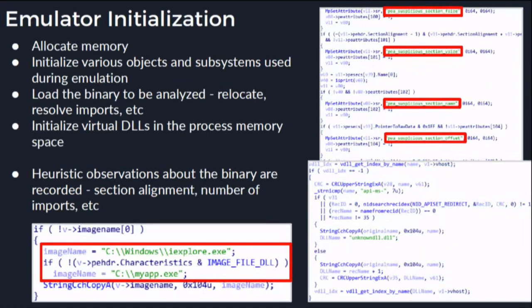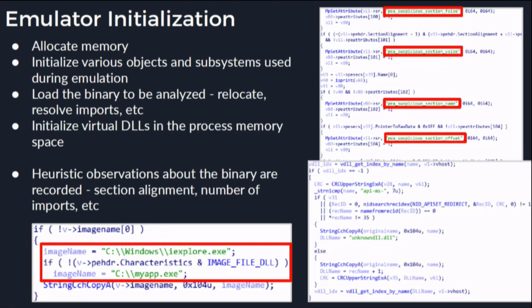So the emulator has to be initialized. We have to allocate memory for execution. We have to initialize various C++ objects that are involved in the emulation process itself, various subsystems within Defender. For example, the object manager, we have to create an object manager instance. We have to set up the virtual file system and so forth. We're going to load the binary that's to be analyzed, resolve its imports and things like that, and then initialize virtual DLLs in this emulated process memory space. These are akin to the real DLLs in our real Windows system that provide Windows API functionality.